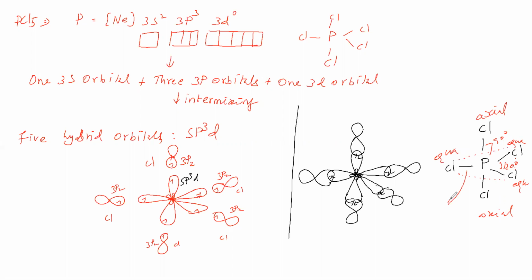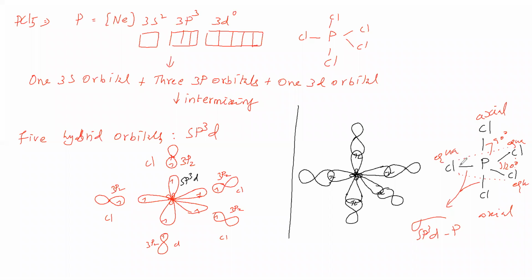Now this is a sigma bond. This sigma bond is formed by sp3d of phosphorus and p orbital of chlorine. This sigma bond is also the same, and this sigma bond is also the same, formed by sp3d of phosphorus and p orbital of chlorine. So all the bonds have the same nature, that is, all are formed by overlapping of sp3d and p orbital. But bond length is different.